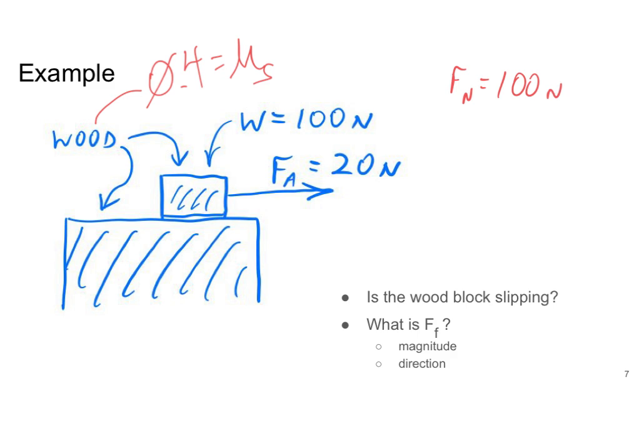We have mu given, right? So the maximum we could get from static friction is 0.4 times 100, and that gives us 40. So we're able to get 40. We're only asking for 20, so we are definitely not slipping.